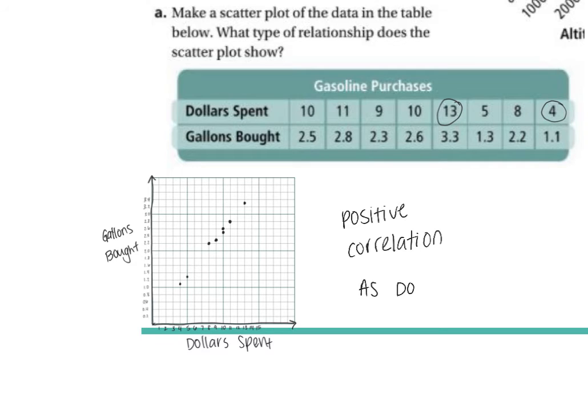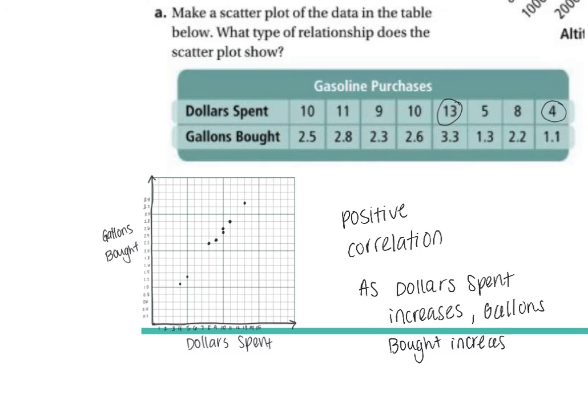As dollars spent increases, gallons bought increases as well. And that makes sense, right? Because if you're spending more money, you should be getting more gallons, right? There should be a positive correlation there.